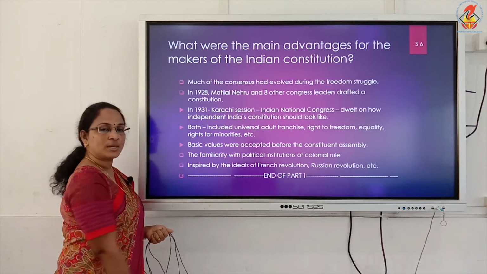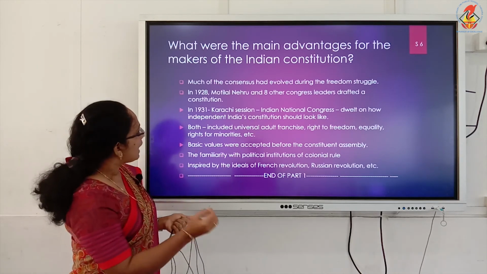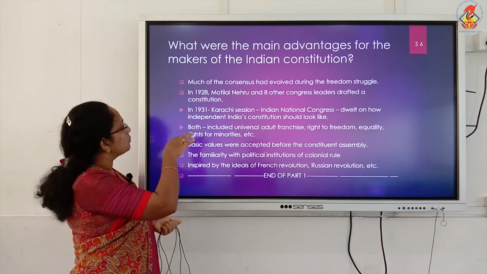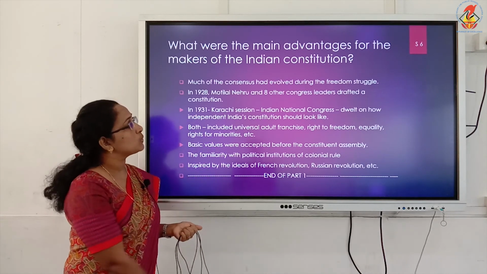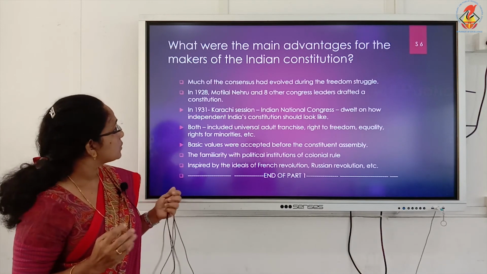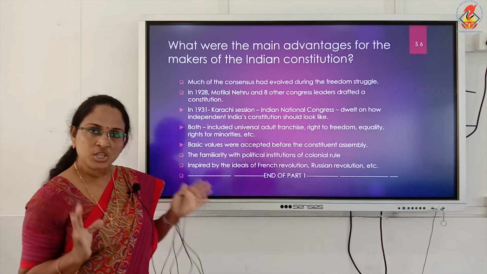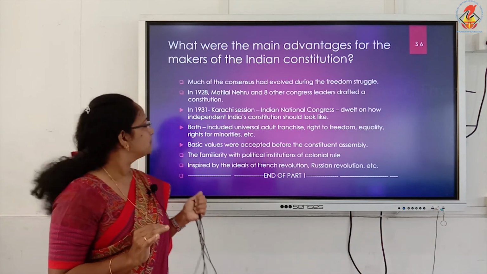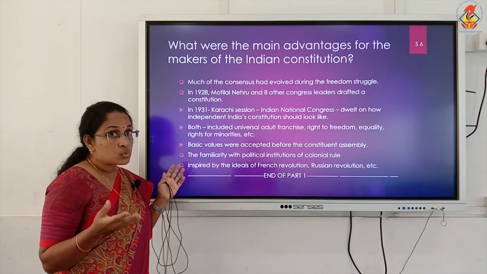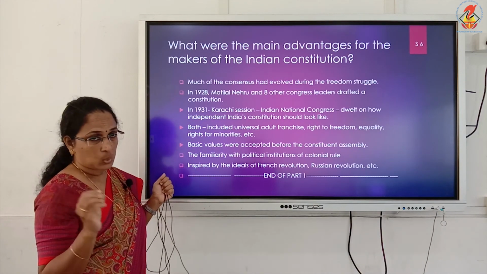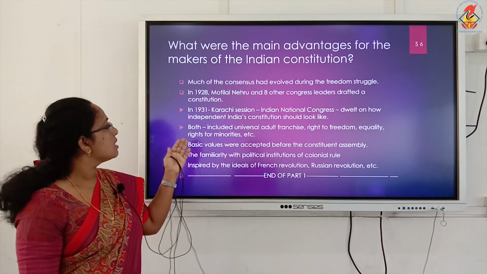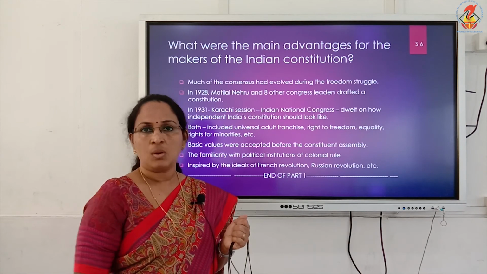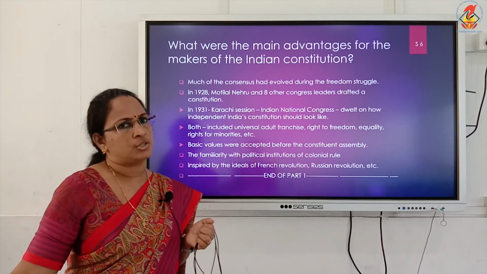One in 1928, Motilal Nehru and 8 other Congress leaders made one, and in 1931 in the Karachi session of the Indian National Congress, they also decided which values should be included. Both these documents included universal adult franchise, right to freedom, equality, rights for minorities. All these are there in the Indian Constitution, children.